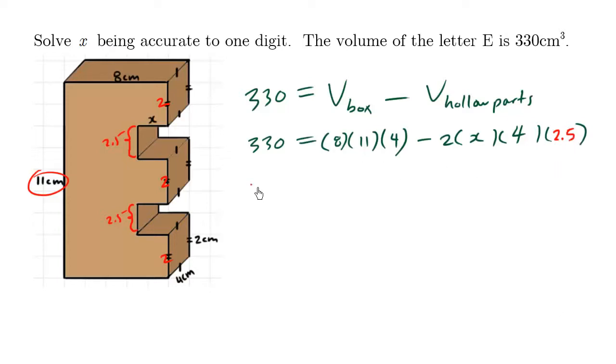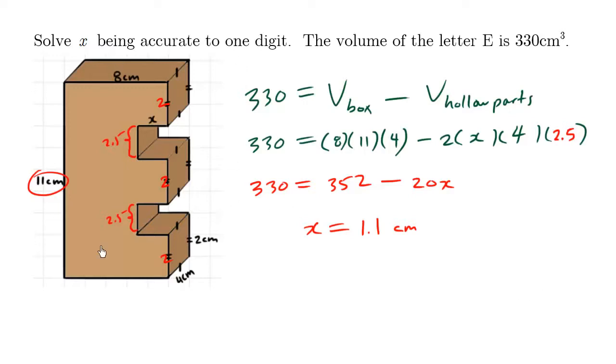Now using our calculator, we have 330 is equal to 352 minus 20x. And if you just work carefully, x is equal to 1.1. So 1.1 centimeters is the final answer.